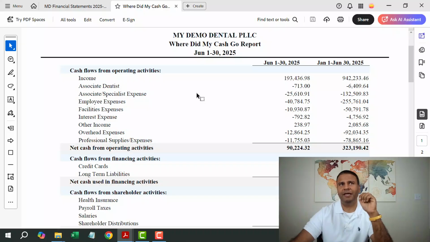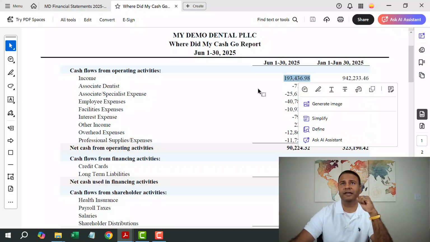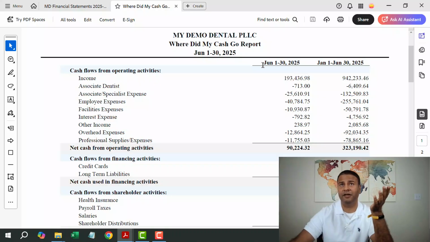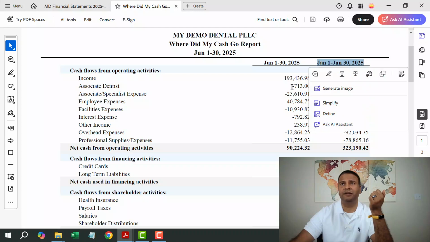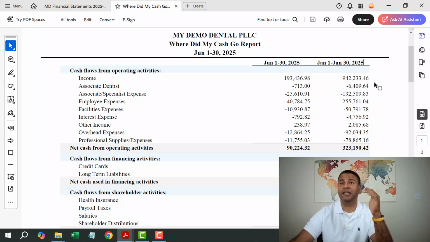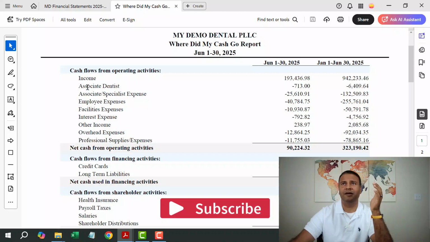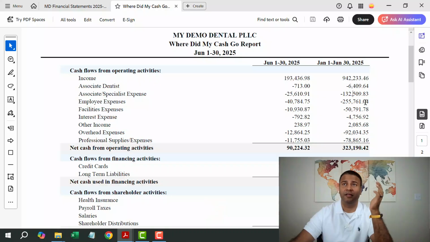Now, it's telling you that you had income of $193,000. Basically, you collected $193,000 in June 2025, and then for the year you collected $942,000. So that's what you collected, and then you paid dentists $6,400. You paid your associates $132,000. You paid your employees $250,000. So it's just going through and telling you where exactly you spent your money.